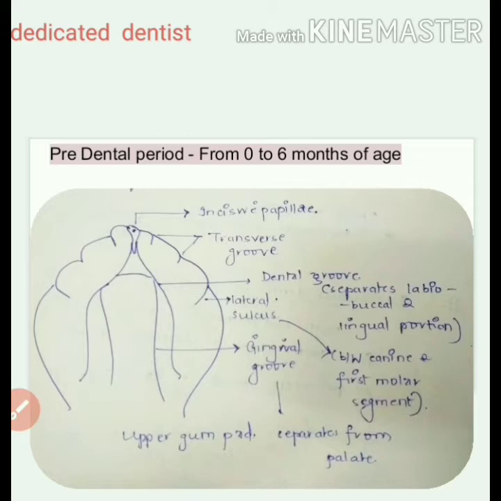So, we see gum pads instead of alveolar processes in the neonates. This is how it is, horseshoe shaped, and there's the incisive papilla you can see. There are transverse grooves which divide the gum pad into segments, and these segments have tooth buds or tooth sacs present. There's also a dental groove that separates the labiobuccal and lingual portions.